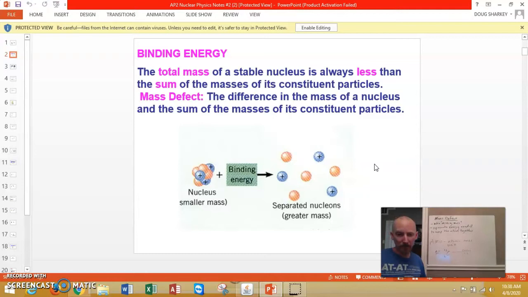Here's a picture, and if you see on the screen, you have the nucleus here on the left side, and it doesn't have as big of a mass. That would be like your carbon-12. It has a mass of 12. And then if you break it up into all these pieces, you'll find that when you add up all these protons, neutrons, and so on, you're going to get something greater than 12. You get like 12.09, 12.08, something like that. And so this dumbfounded people for a long time. They thought, well, there's something missing. There's mass missing. And so they call this mass defect or missing mass.